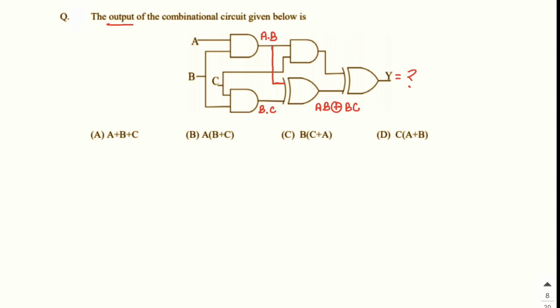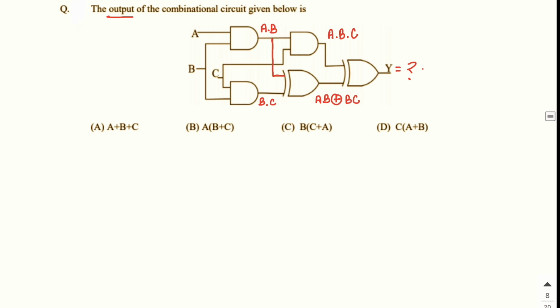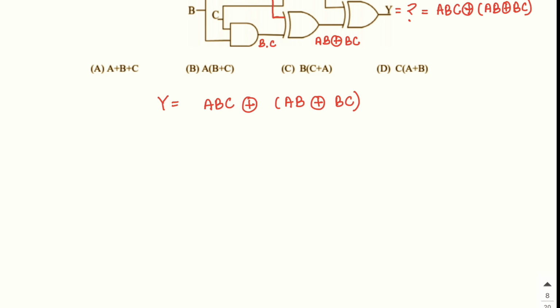Then at this point, I am having C coming over here as an input to this gate. So this is A dot B dot C. And finally, I have Y equal to A dot B dot C XOR with AB XOR with BC. We can just open up this bracket. So we can start over here and open up this bracket as per the XOR equation. We know that A XOR B is equal to A bar B plus A B bar. So we are just going to apply this.